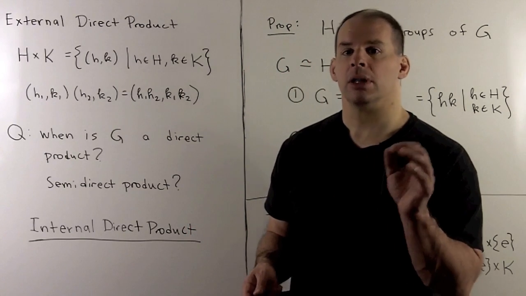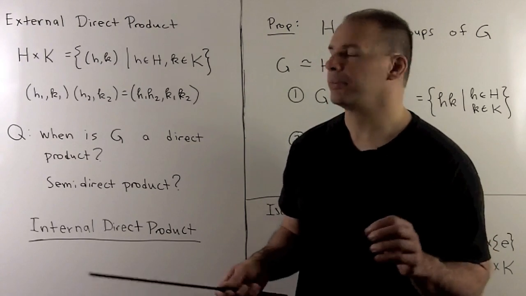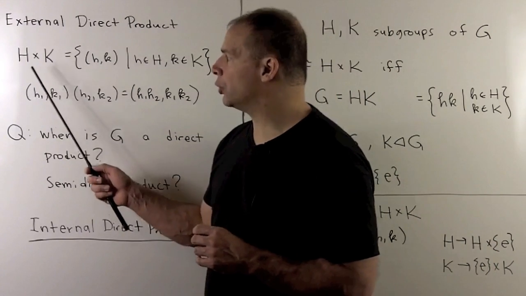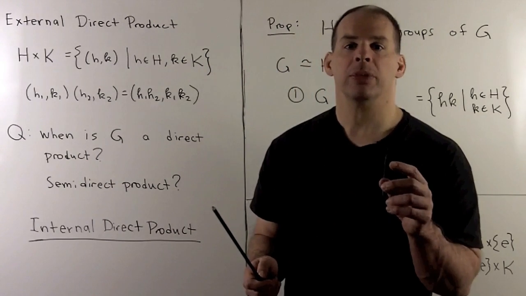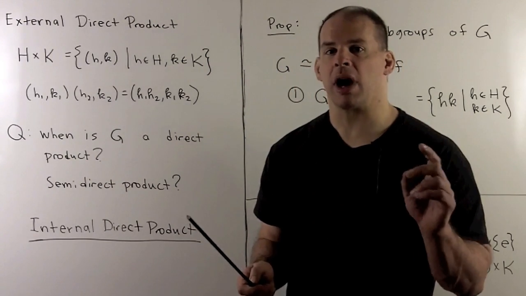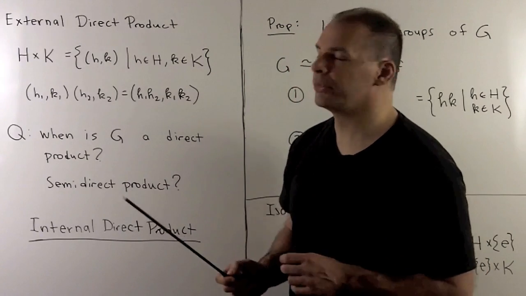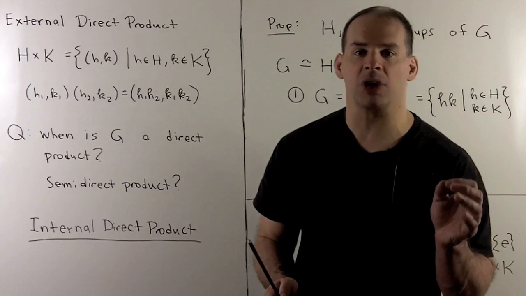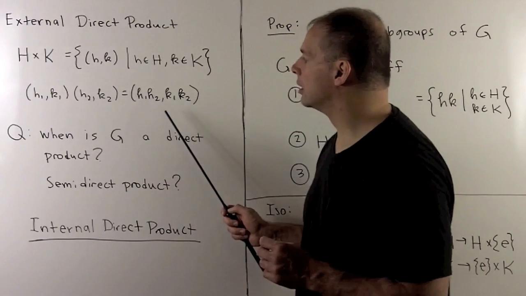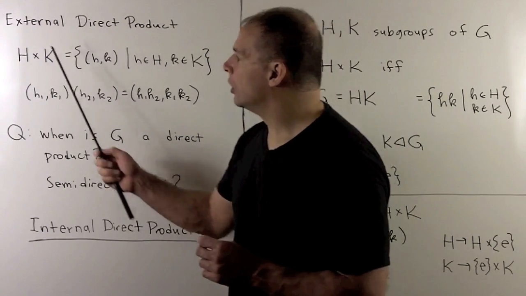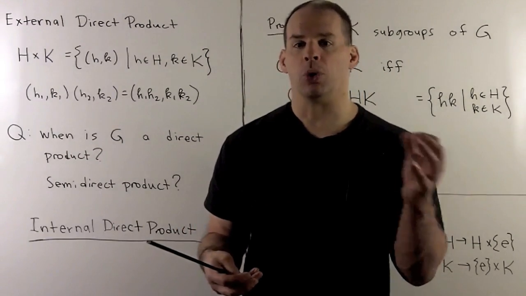To start, let's review the definition of external direct product. So here I'll have two groups, H and K. I want to form a new group. For the set, we take the Cartesian product. So I'll have all ordered pairs, element of H, element of K. For the multiplication, we use the natural multiplication, which is to multiply coordinate-wise. Now, with this construction, we're forming new groups from old groups.